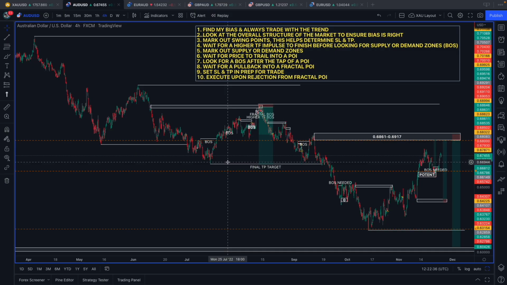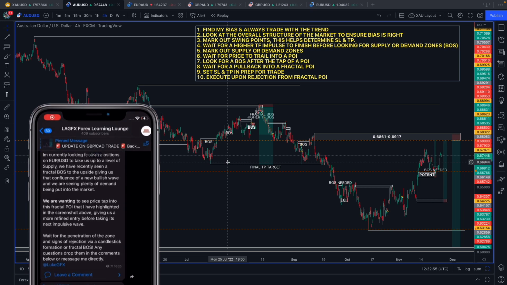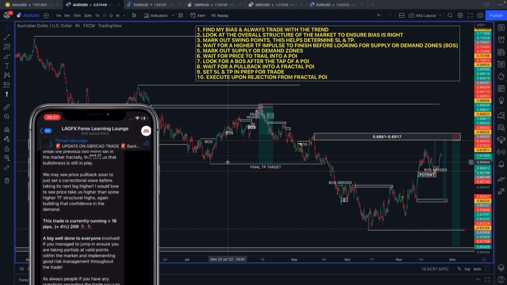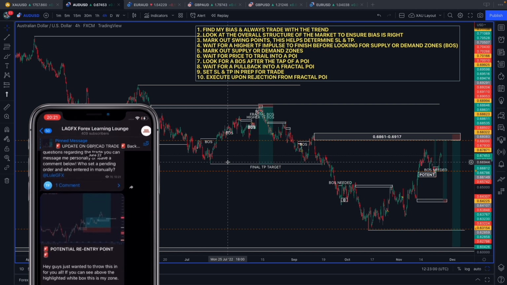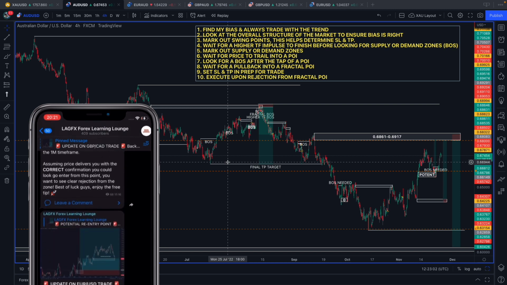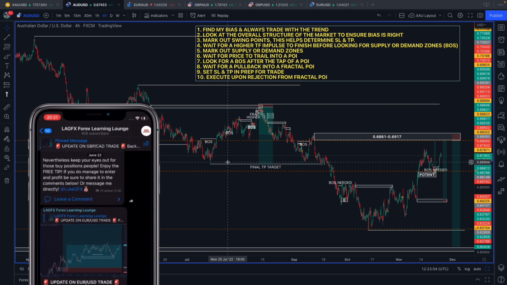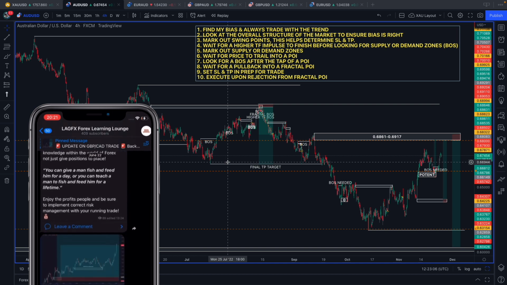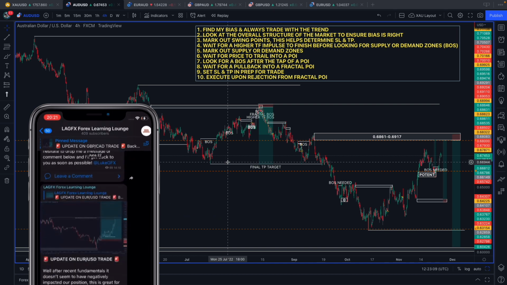Okay, so once we have distinguished our bias, we understand that we need to trade with the trend. We've marked out our swing points. What we need to do then is wait for an impulsive wave to finish. As soon as the impulsive wave has finished, we then understand that a corrective wave is inbound and we can actually look within the impulsive wave that had just been created for any areas that price could trail up into and deliver us with that reversal power.